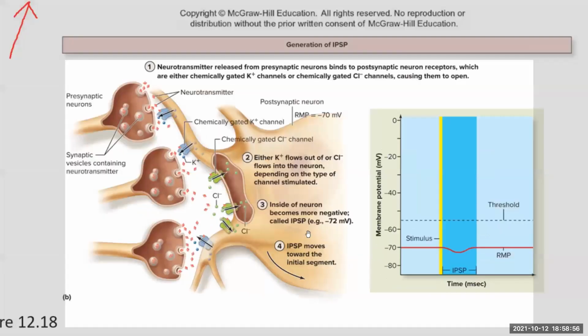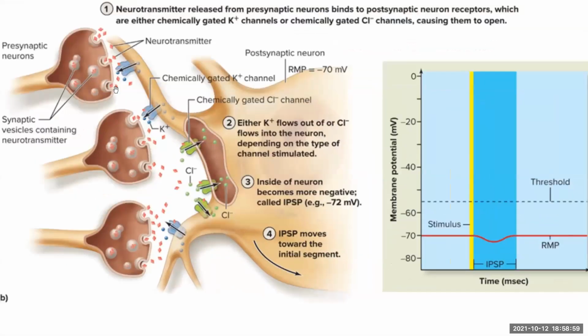Similar situation here. Our presynaptic neurons are going to release their inhibitory neurotransmitter. If it is specific to the potassium channels, it will cause the opening of the chemically gated potassium channel. Potassium will leave the cell, and the inside of the cell will become more negative, and those IPSPs will move towards the initial segment, encountering resistance along the way. Or if that neurotransmitter is specific for the chloride channels, it stimulates the chloride channels to open up, and then chloride can enter the cell, bringing its negative charge with it, making the inside of the cell more negative and also hyperpolarizing the cell.